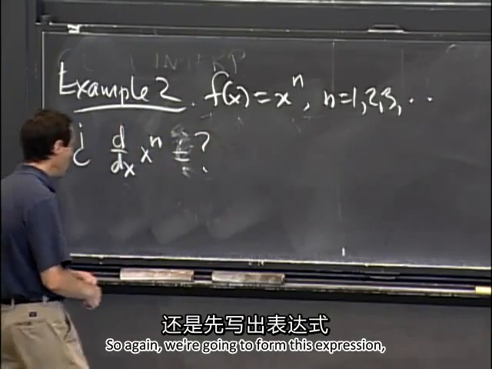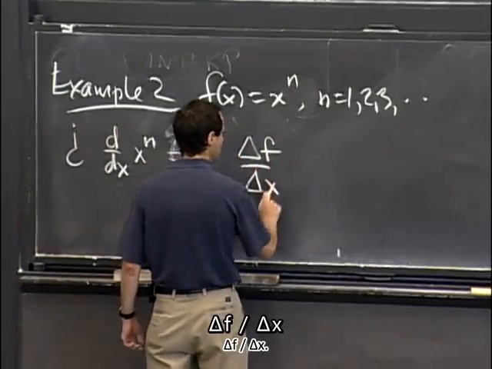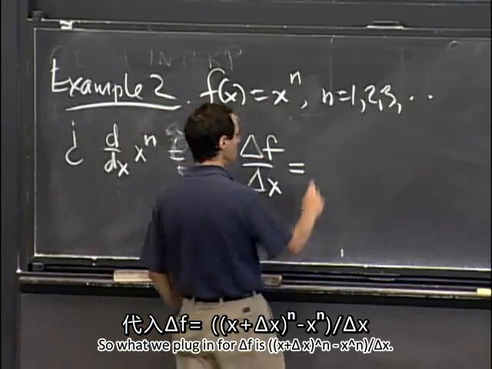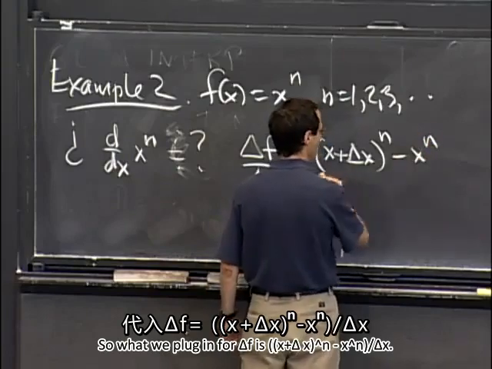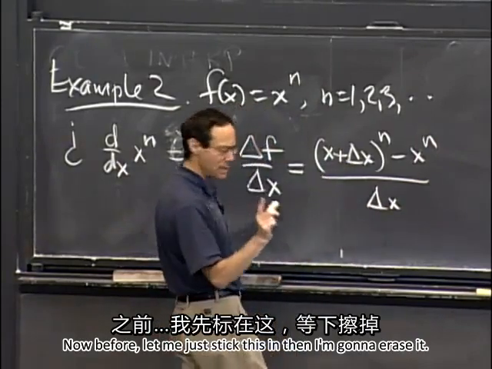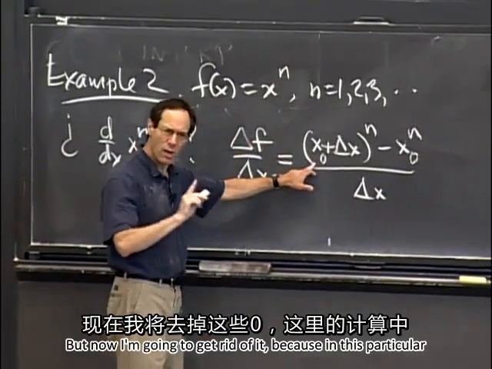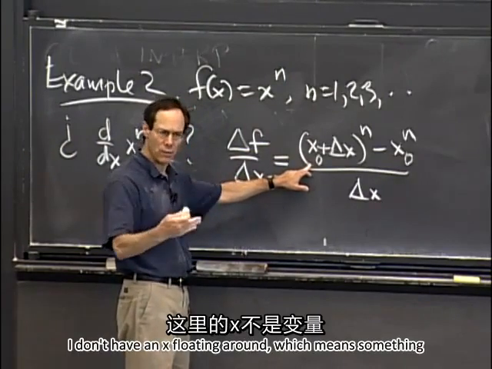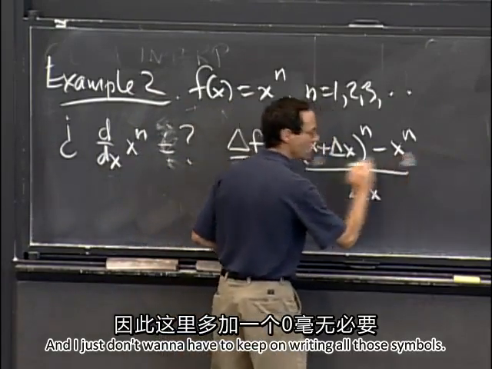So again, we're going to form this expression, delta f over delta x, and we're going to make some algebraic simplification. So what we plug in for delta f is (x plus delta x) to the n minus x to the n, divided by delta x. Now, before, I wrote x0 here and x0 there. But now, I'm going to get rid of it. Because in this particular calculation, it's a nuisance. I don't have an x floating around which means something different from the x0. And I just don't want to have to keep on writing all those symbols.